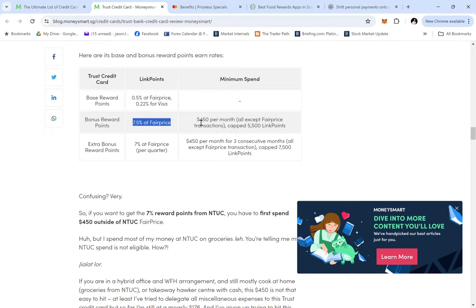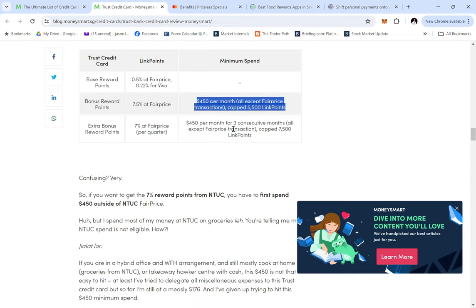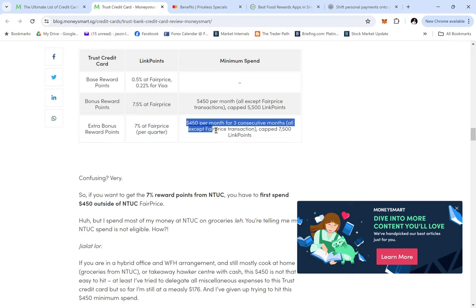But there's a minimum spend of $450 every month, except that all FairPrice transactions are capped at 5,500 Link Points. There is an extra bonus reward point at 7% at FairPrice per quarter. That means $450 for 3 consecutive months, all except for the FairPrice transactions, capped at 7,500 points.